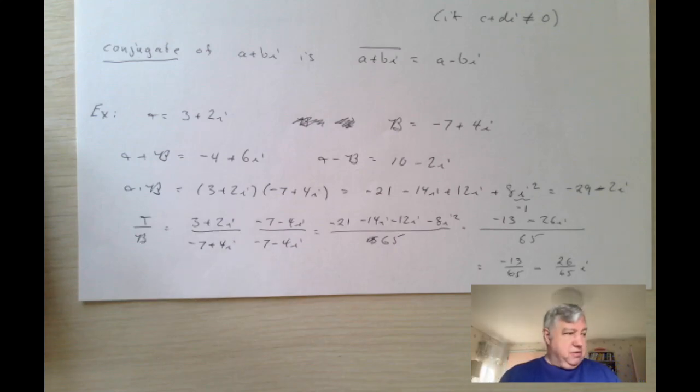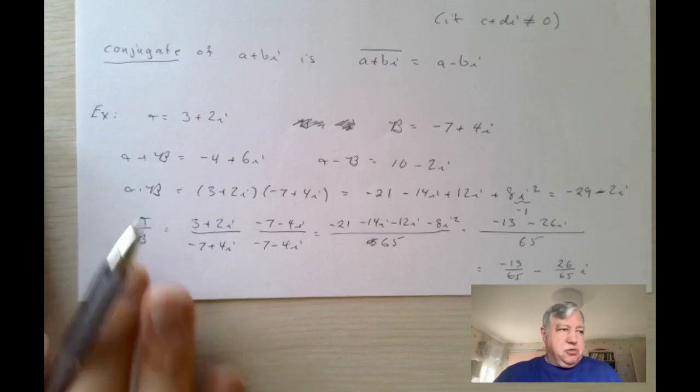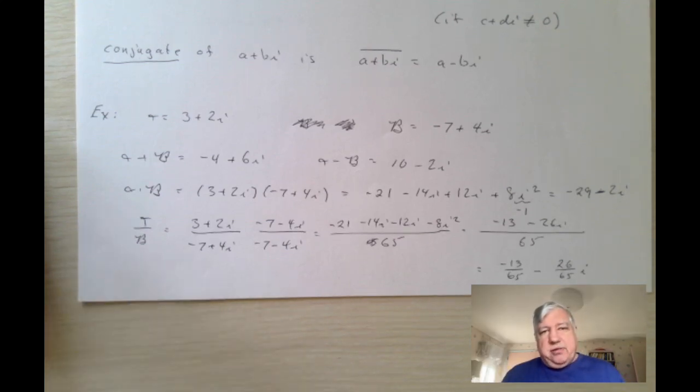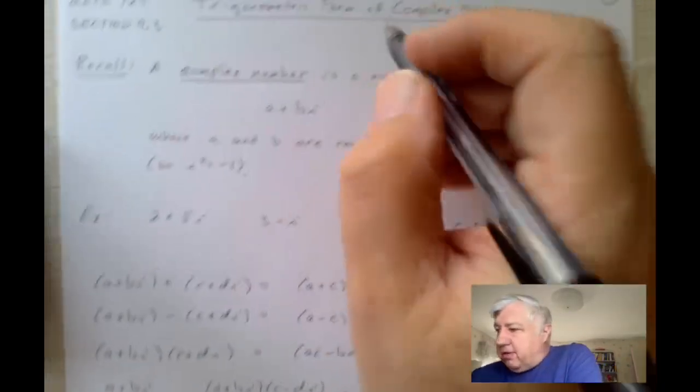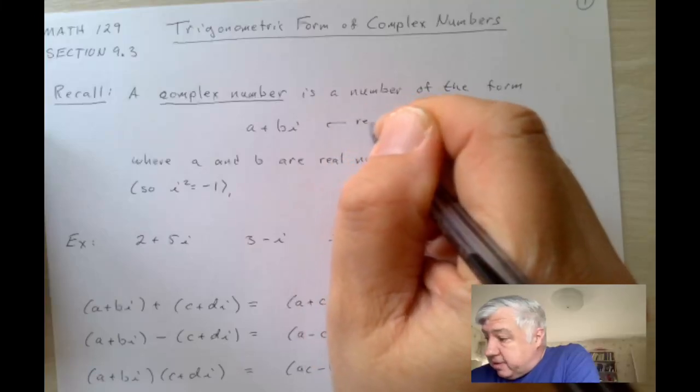Okay, so that's how you can do all these wonderful operations. All right, now the point of this is just review. The point of this lesson is to consider a different form for complex numbers. This is actually called the rectangular form.